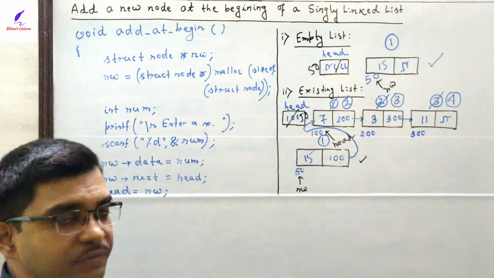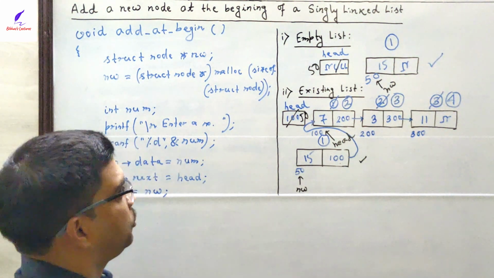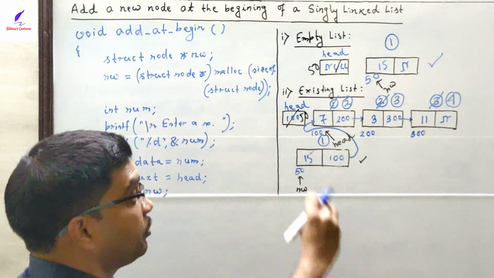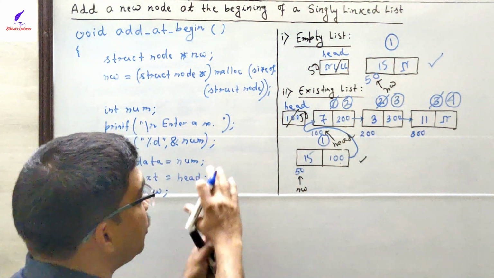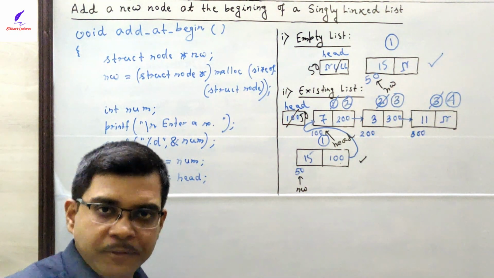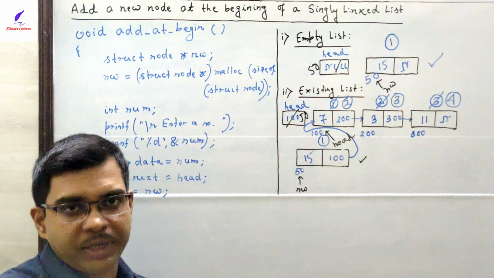So it is advised to all my students and learners that whenever you are writing any code, in case of a single linked list, double linked list, or circular linked list, please draw the figure, because you do not need to remember anything. You just draw the figure. The figure will tell you what the next line is that you have to write.